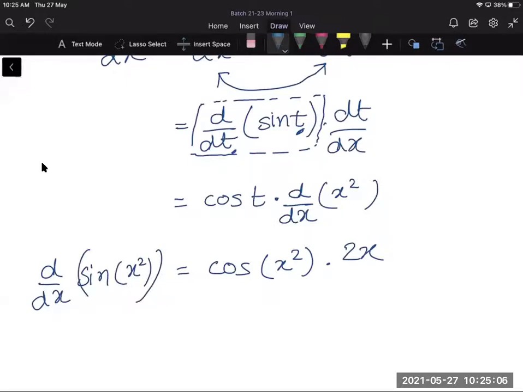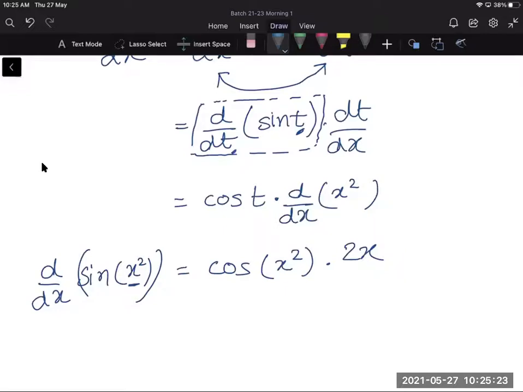Okay. Notice what I have done. I have taken this x square as t. I have assumed that look, this x square is equal to t. So what is the question? What is d in dt?